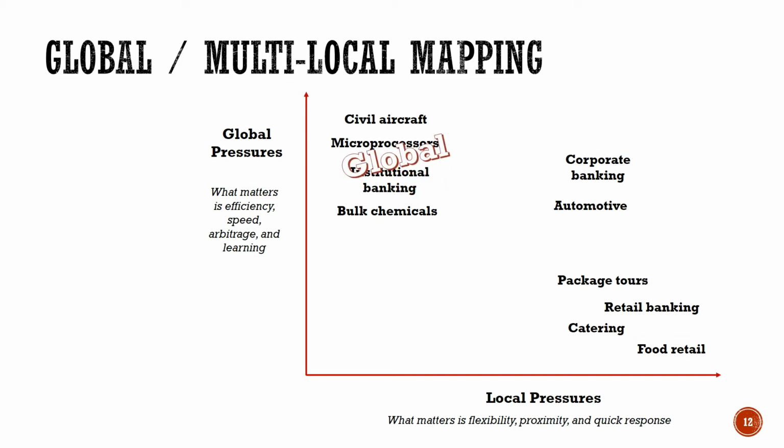Local pressures are important in industries that require flexibility, proximity, and quick response. That is the case of retail banking and food retail. Local industries are those industries suffering both global and local pressures. That is the case of the automotive and corporate banking industries. Companies should deploy a strategy according to the nature of the corresponding industry.